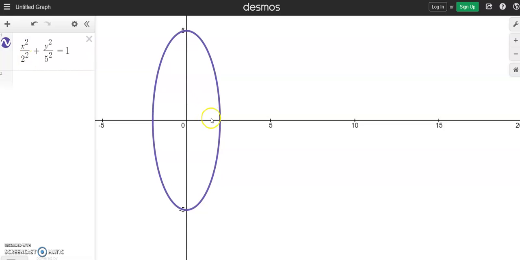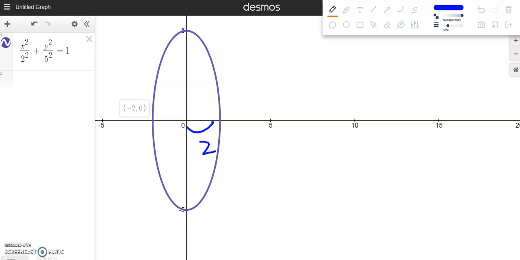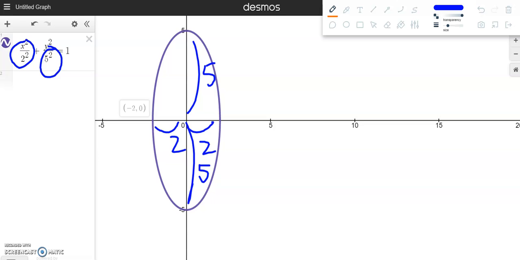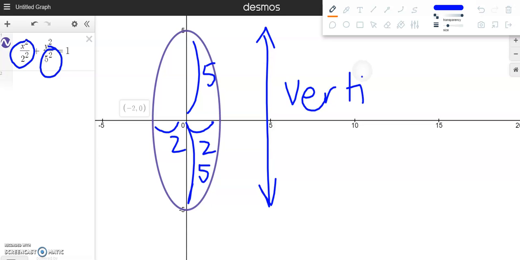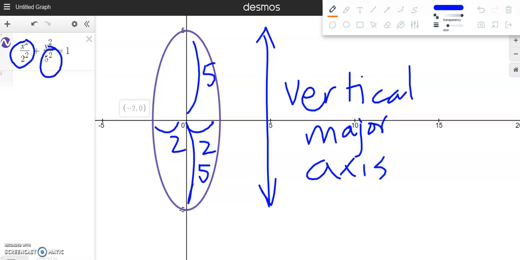But the 2, let's take a look. On the x-axis, it's actually stretched out 2 in each direction. So that would be like the radius, except it's stretched only 2 in each direction here, and then stretched 5 in each direction here. So take a look: under the y, that's the vertical stretch. Under the x is the horizontal stretch. And this thing is longer in the vertical direction, and we call that the major axis. And then the horizontal side, that's the minor axis.